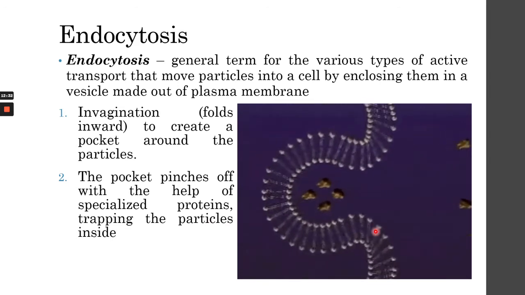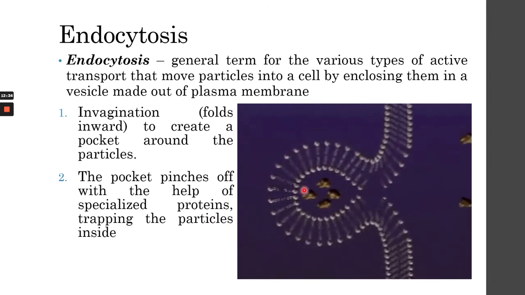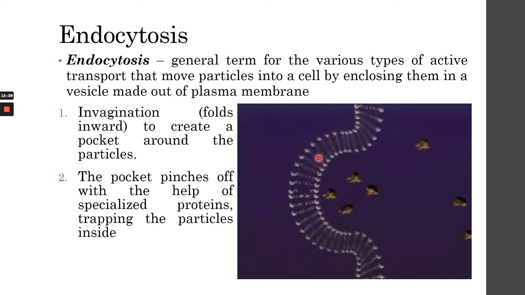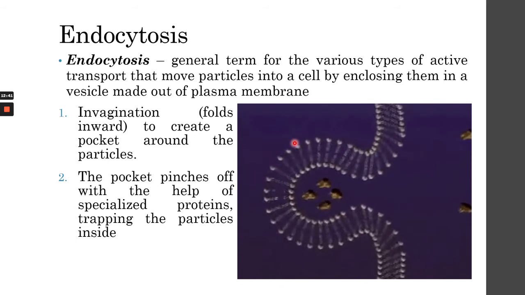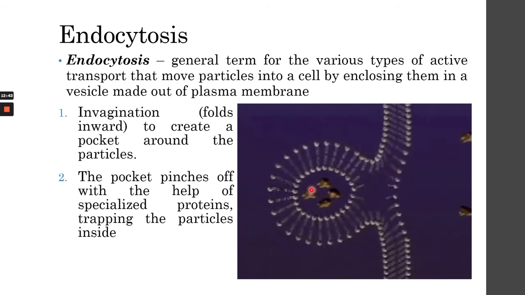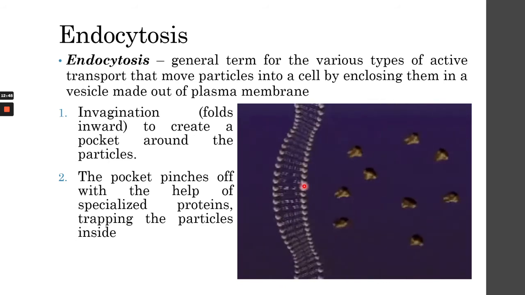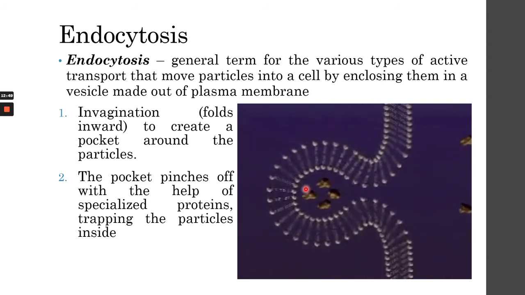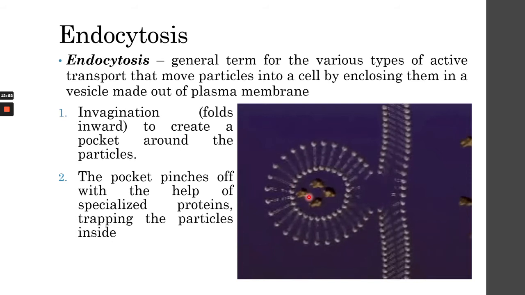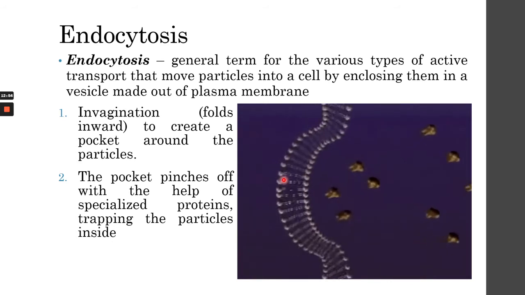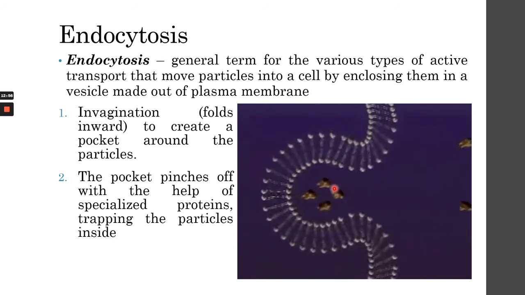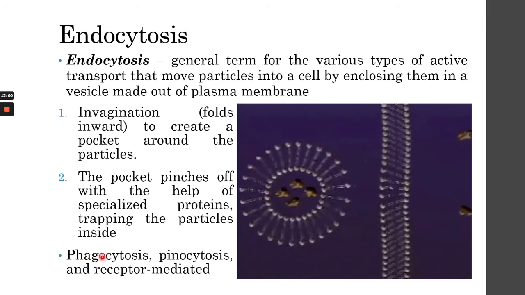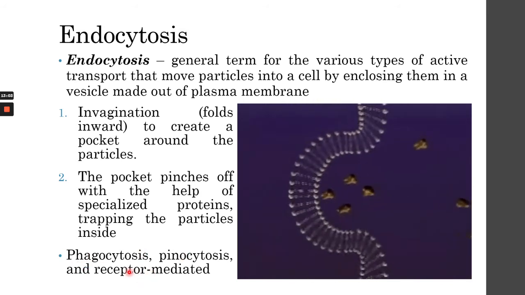Just remember, it uses proteins in order to do this pinching off. Okay, and then this vesicle now, it could go anywhere inside the cell where this material is needed. It could go into the Golgi apparatus, the mitochondria, or even the lysosomes to digest these materials. But anywhere that the cell needs these materials. And lastly, again, endocytosis includes phago, pino, and receptor mediated.